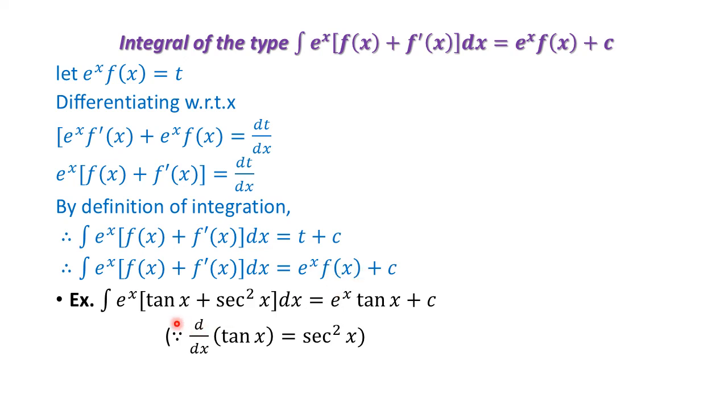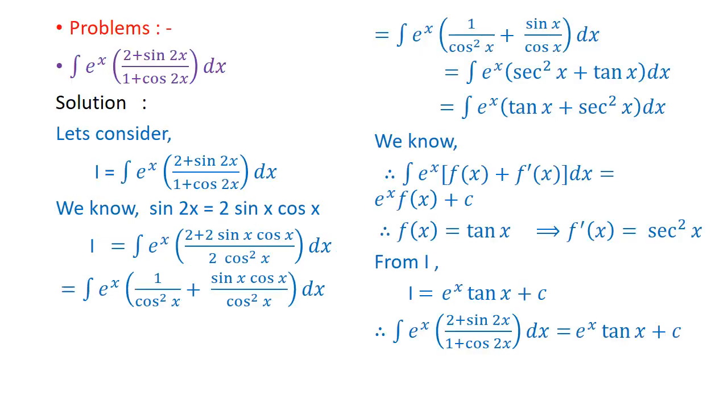So integration of e raised to x into (tan x plus sec square x) dx is equal to, by using this result directly, e raised to x tan x. Here you can see e raised to x is already there, and tan x. Now let us have one more example. Integration of e raised to x into (1 plus sin 2x) upon (1 plus cos 2x) dx, and hence by using the above result it is equal to e raised to x into f.